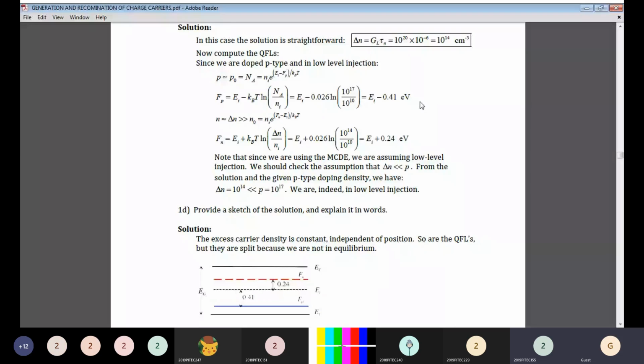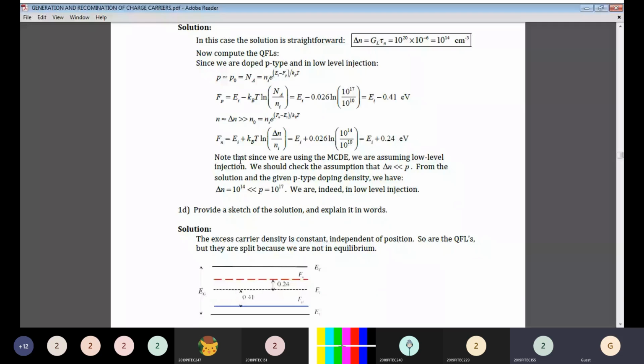For n, which is nearly equal to delta n and very much greater than n naught, n equals n_i times e to the power (F_n minus E_i) by k_B T, where F_n is equal to E_i plus k_B T ln of delta n by n_i, which is equal to E_i plus 0.026 ln of 10^14 by 10^10, equal to E_i plus 0.24 electron volt.